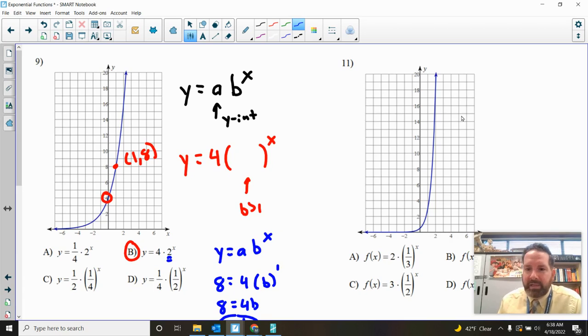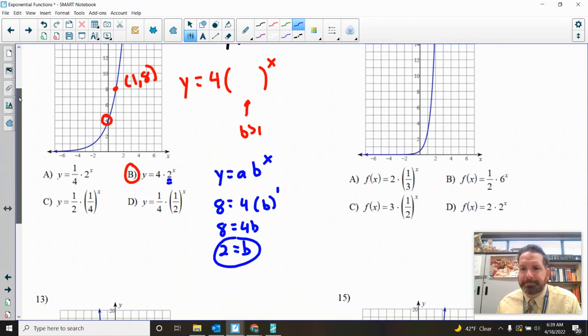Okay, next up. So let's see here. We see growth, so I know that my b has to be greater than 1. My y-intercept, it's a little hard to estimate. Looks to be about halfway between 0 and 1, so somewhere around a half. Let's take a look at the options we have and narrow it down. So it's got to be growth. A number less than 1 to the x, not going to be that. A number less than 1 to the x, that's decay. So it's one of these two.